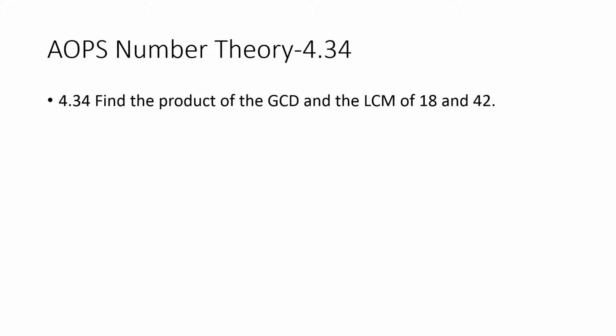AOPS number theory 4.34. Find the product of the GCD and the LCM of 18 and 42. So the product of the GCD and the LCM of 18 and 42 is the product of 18 and 42. So 18 times 42 is 756. So the product of the GCD and the LCM of them is 756.